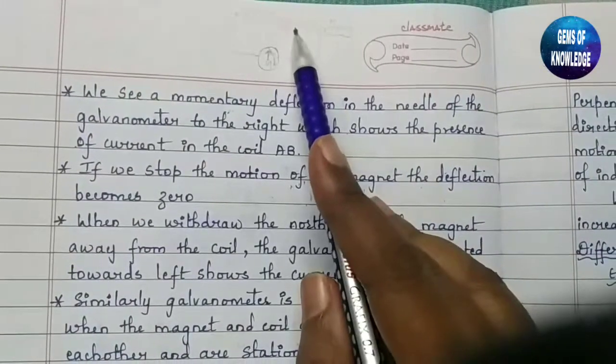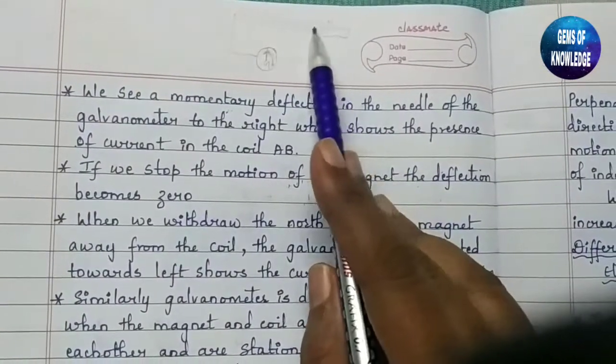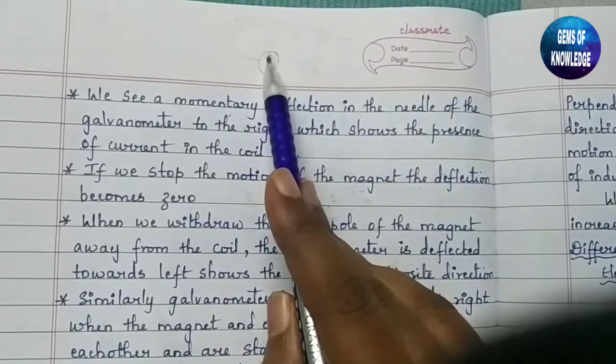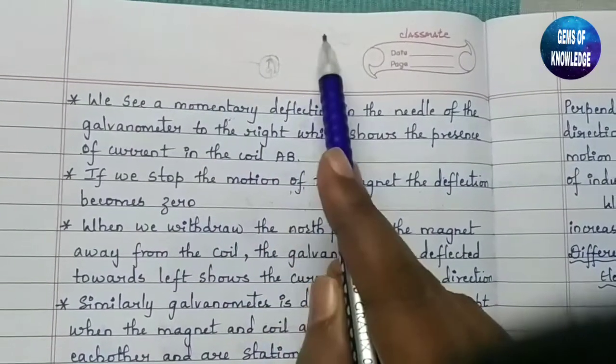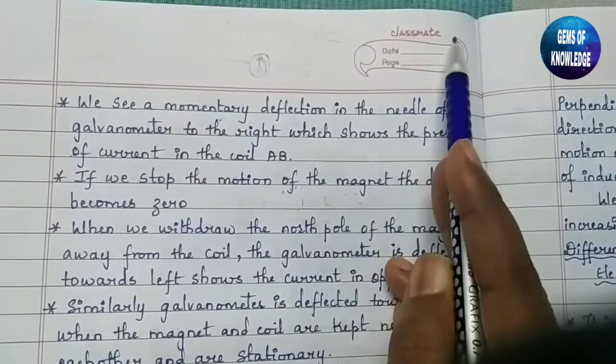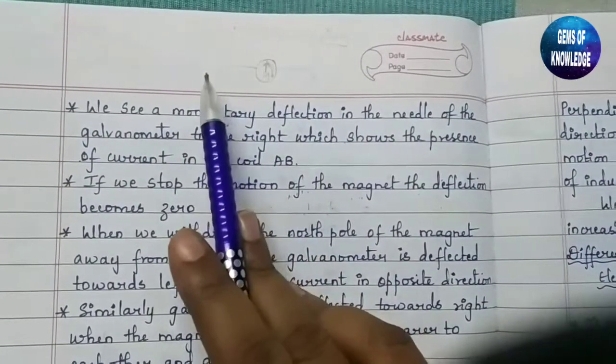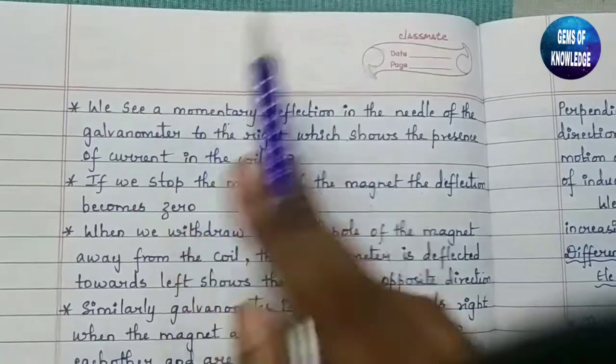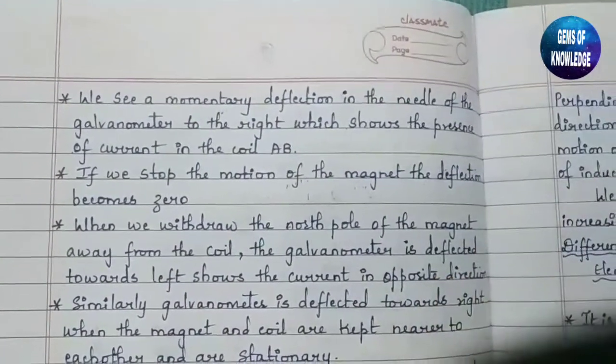When the coil and the magnet are kept nearer to each other, this galvanometer reading will point towards the left side. And when you take this magnet a bit away, this deflection will show to the opposite side, showing that the current is in the opposite direction.